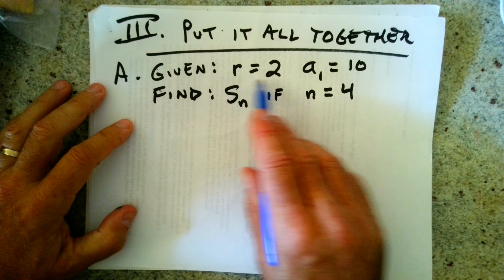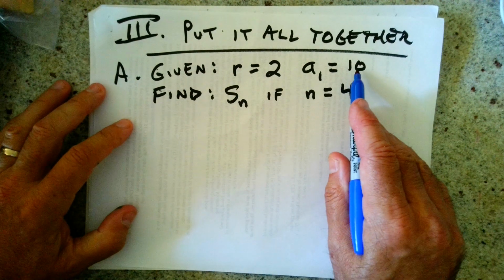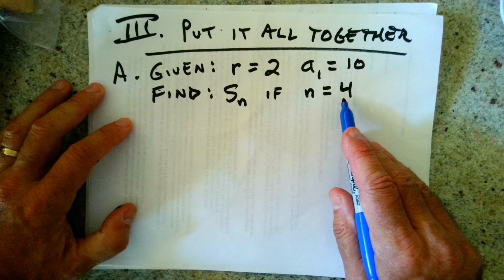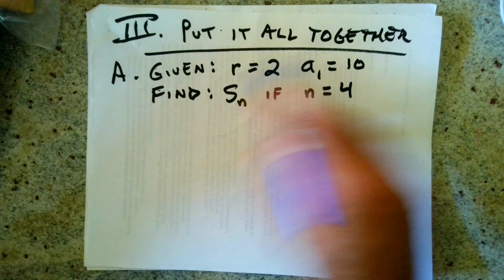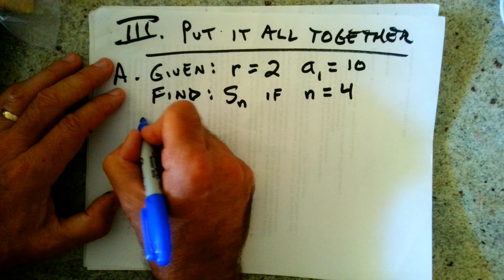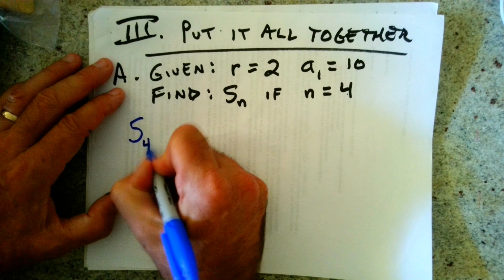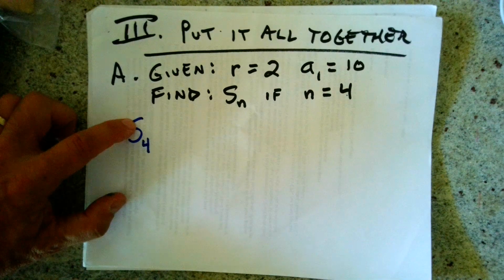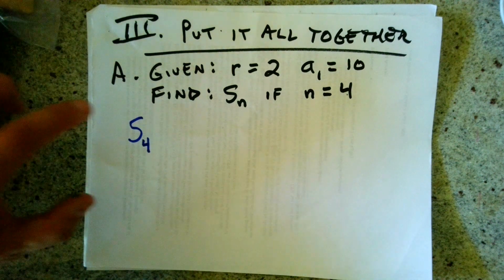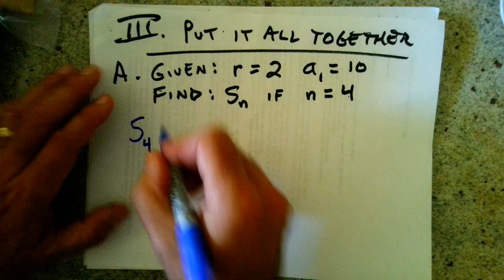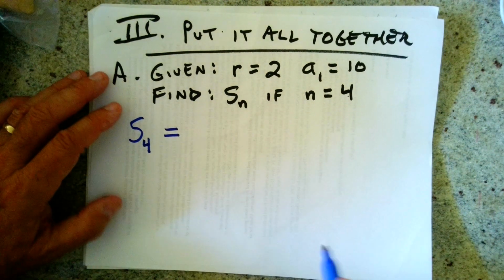They give you the r and the a1, and then they ask you to find S sub n if n equals 4. So we have to tie together everything we've done. They're just telling you n equals 4, so I can write S sub 4. That means I want the sum. Again, you should pause and see if you remember what that means. That means I want the sum of the first 4 terms. So I have to write out the first 4 terms of the series.